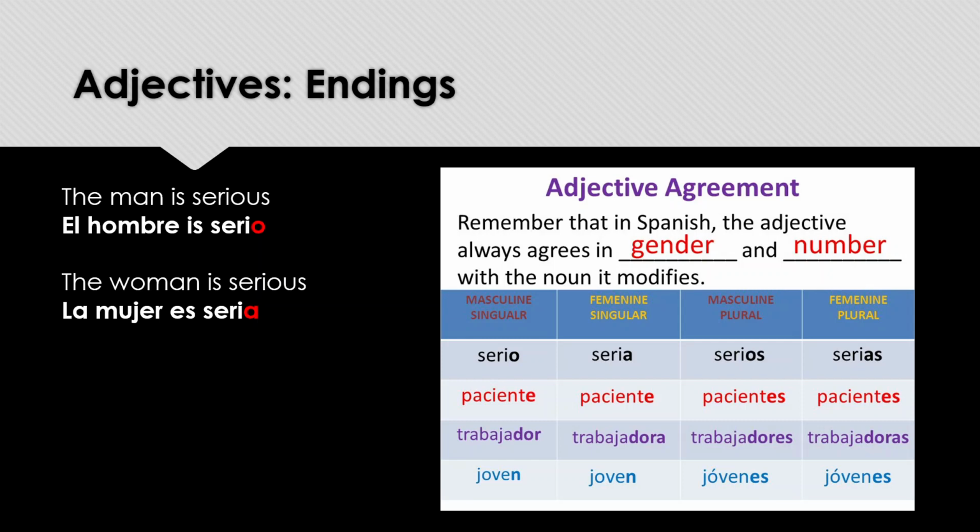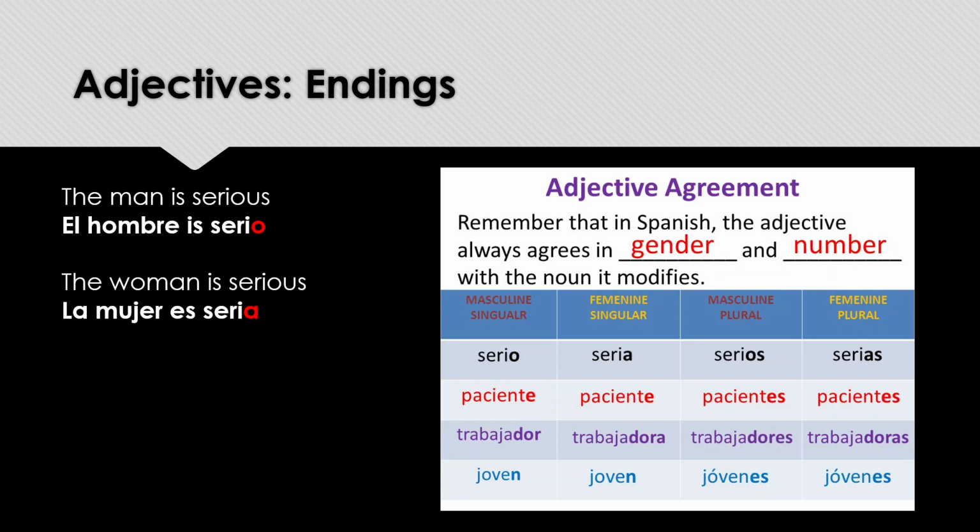On the other hand, some adjectives end in E, such as sociable. In this case, the gender will not change the ending. Sociable will always end in E, no matter what the noun's gender is. Something important to add is that adjectives change according to the amount of nouns they are describing as well.